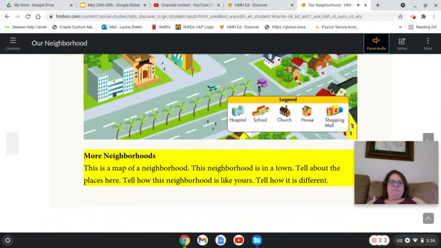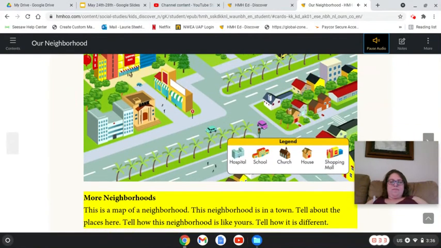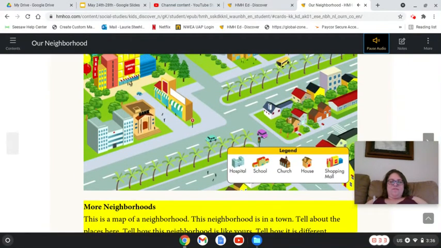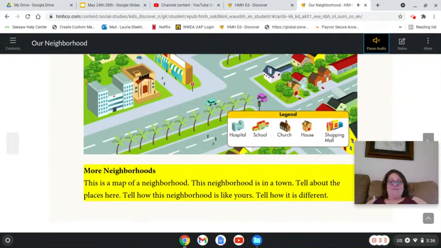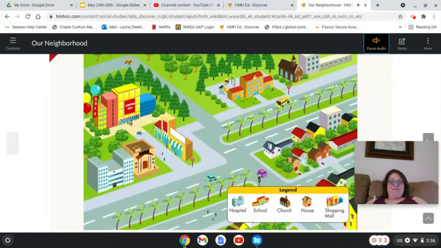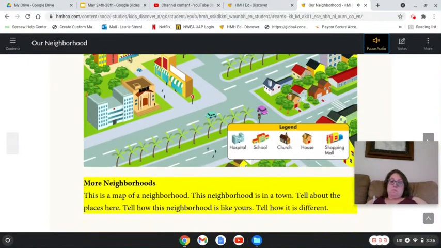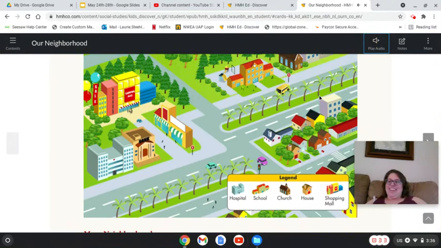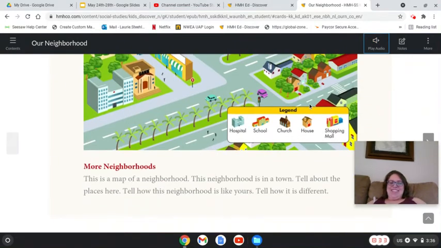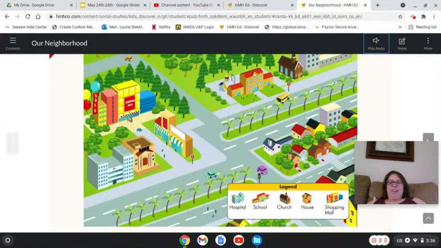More neighborhoods. This is a map of a neighborhood. This neighborhood is in a town. Tell about the places here. Tell how this neighborhood is like yours. Tell how it is different. What do you think? How is this neighborhood like yours? How is it different? What do you see in it? Just think about those things.